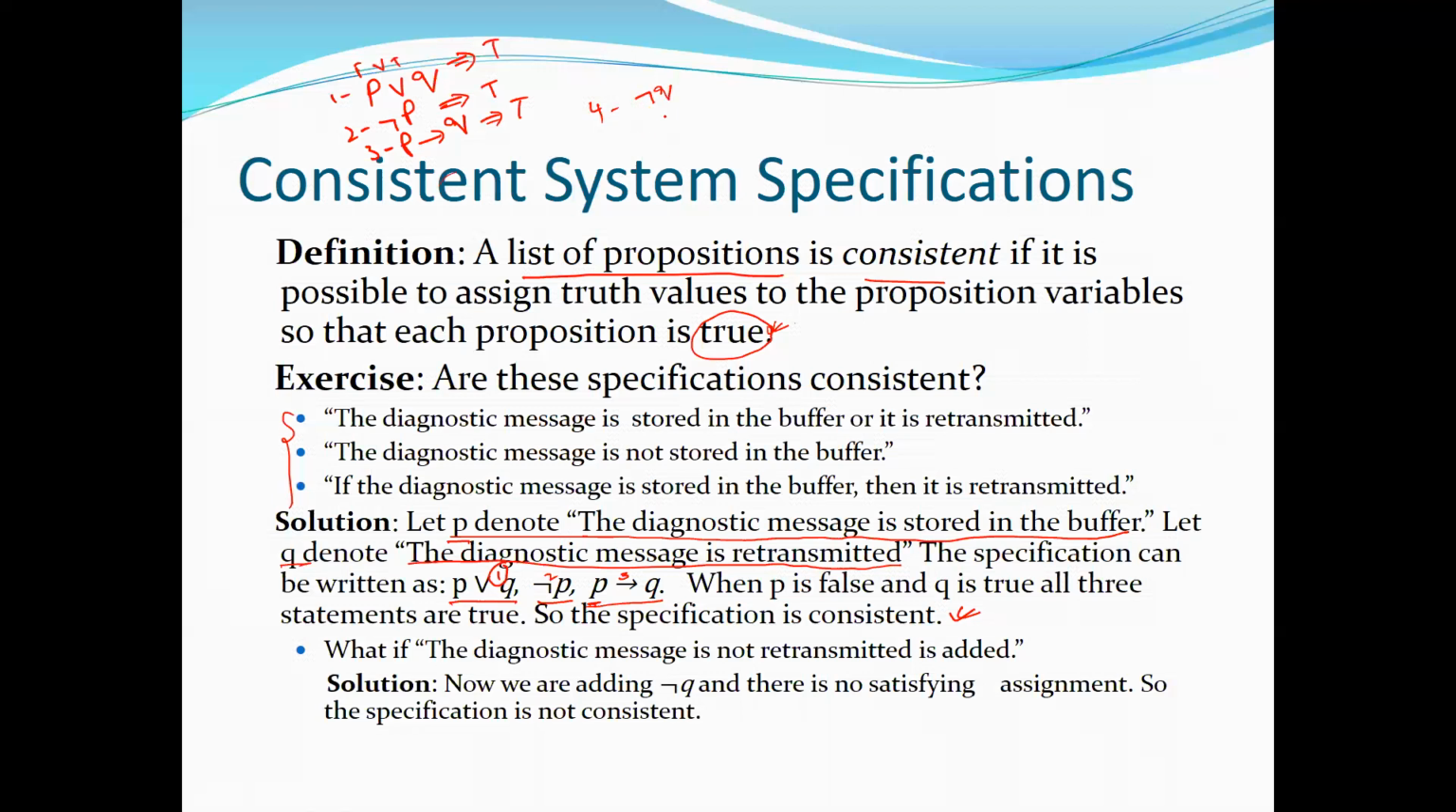So if we have negation of Q where we are putting Q as the true value, this will become false, right? So that means this statement is not consistent with all these three. So that's what it says: the specification is not consistent. If any one of them becomes false, the specification is not consistent. Okay, next.